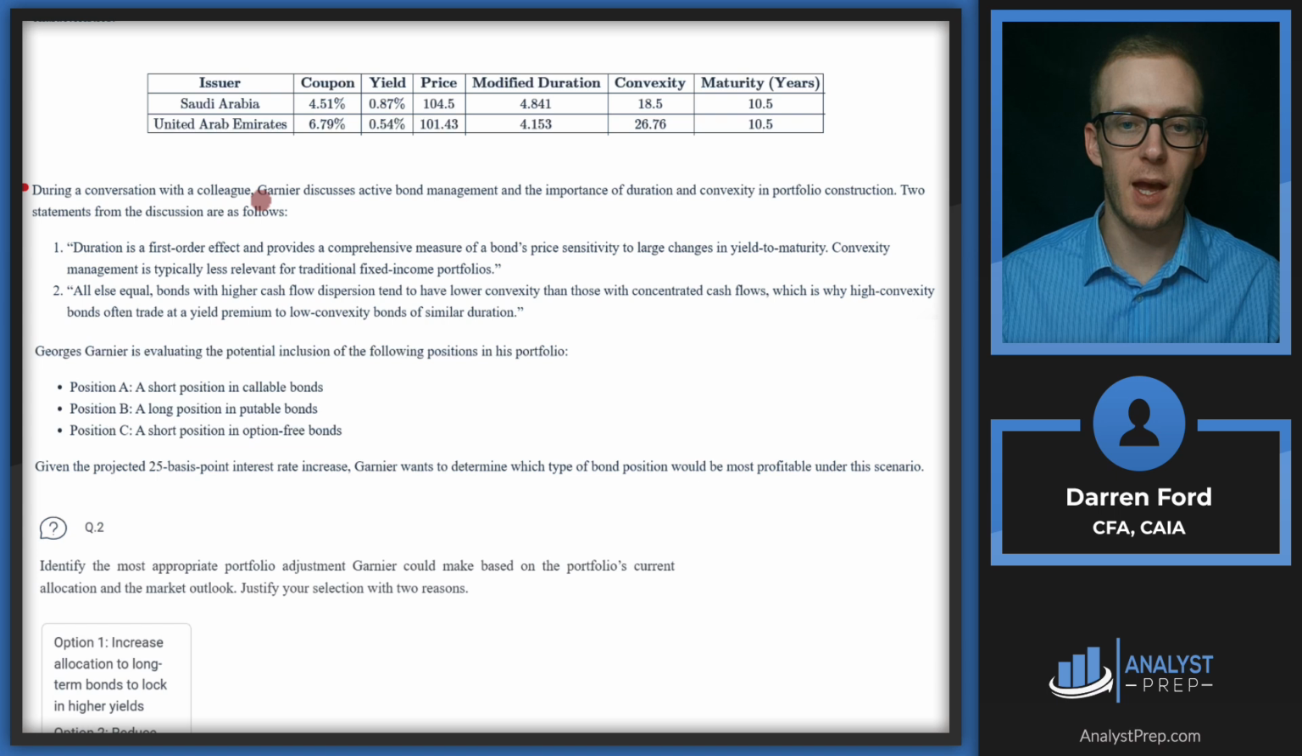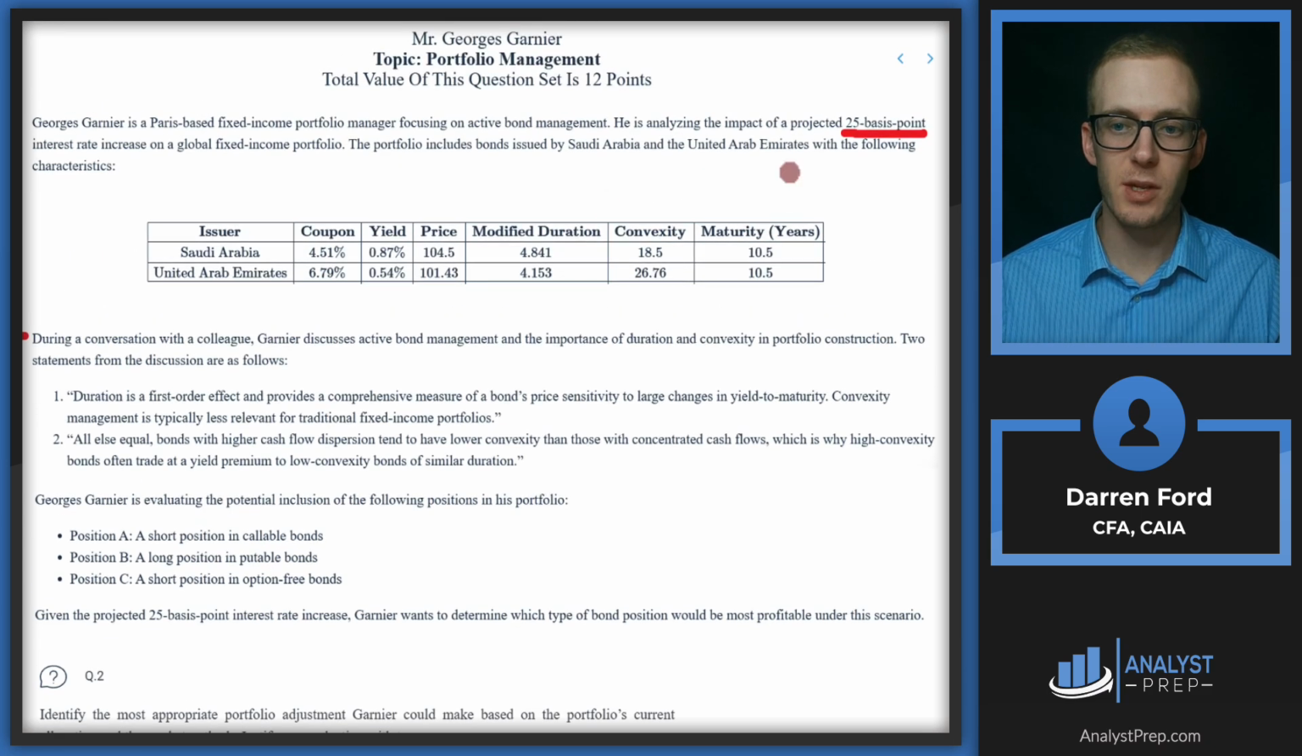During a conversation with a colleague, Garnier discusses active bond management and the importance of duration and convexity in portfolio construction. Two statements from the discussion are as follows. Duration is a first order effect. Okay, I don't think this is helpful. So I think basically we need to decide what to do given that we're going to have a 25 basis point increase on the fixed income portfolio.